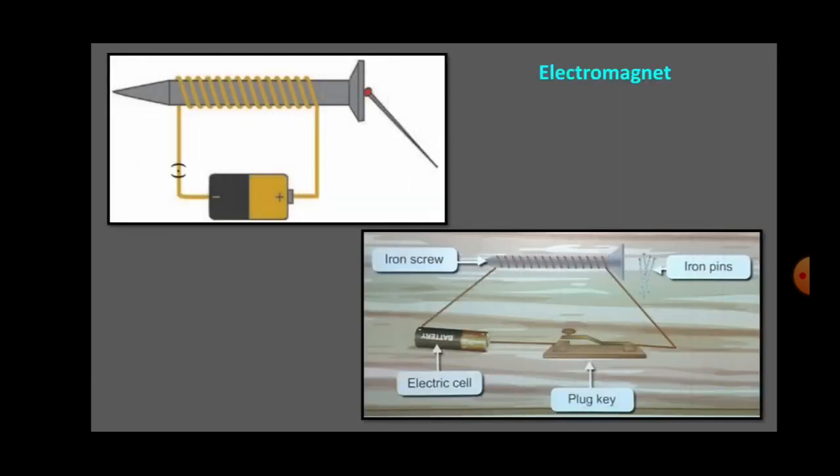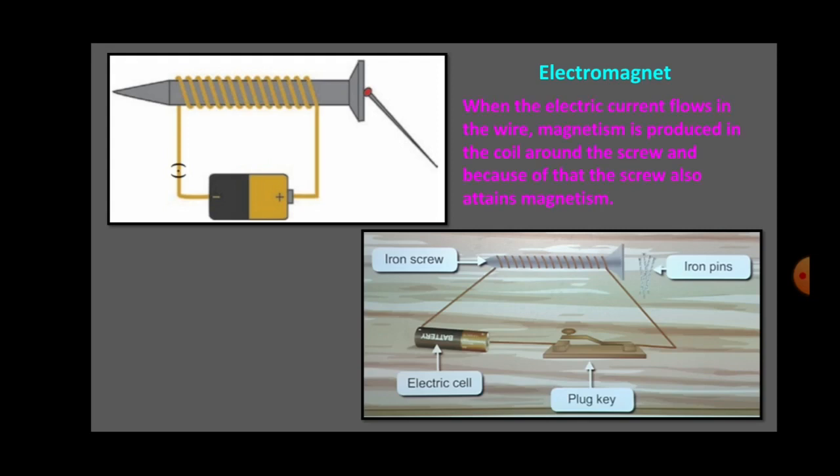Now next we are going to start with the electromagnet. We are going to study how an electromagnet can be made in the laboratory. For this we will need a big screw or a nail, then a battery, a plug and the connecting wire. So these are the things which we require, and then we have to arrange the apparatus as shown in the picture. You can see the iron screw, you can see the iron pins we have kept aside, a plug key which can open and close the circuit, and the electric cell or the battery which provides the electric current.